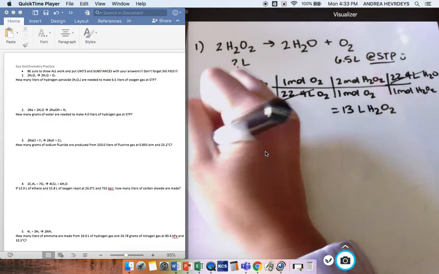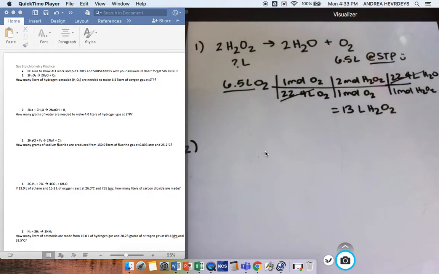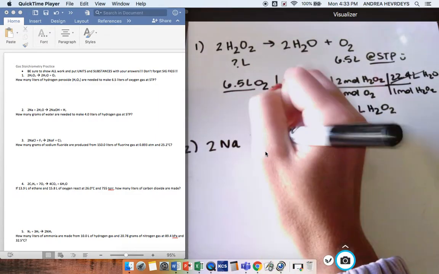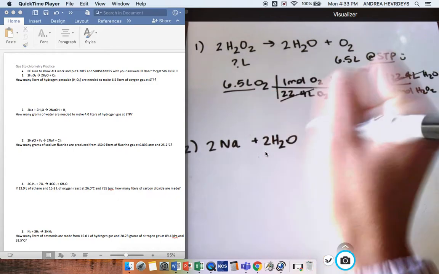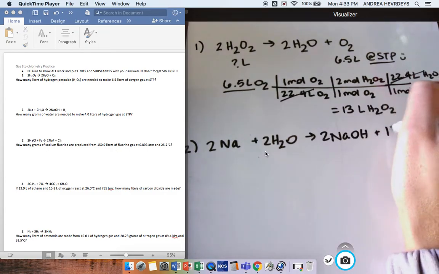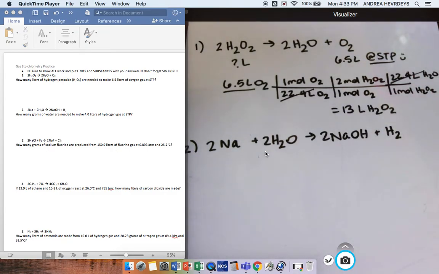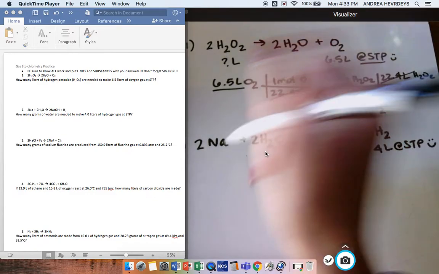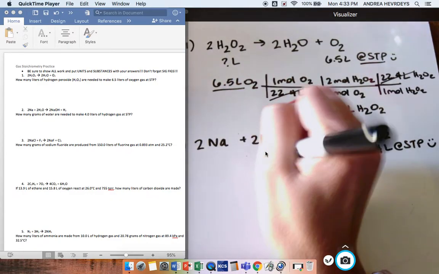In question number 2, it says how many grams of water are needed to make 4 liters of hydrogen gas at STP. So again, we have a balanced equation. Sodium plus 2 moles of water makes 2 moles of sodium hydroxide and 1 mole of hydrogen gas. We have 4 liters of hydrogen gas, again at STP, smiley face. You can't see my smiley face. There we go. Okay. And then we want to find grams of water.